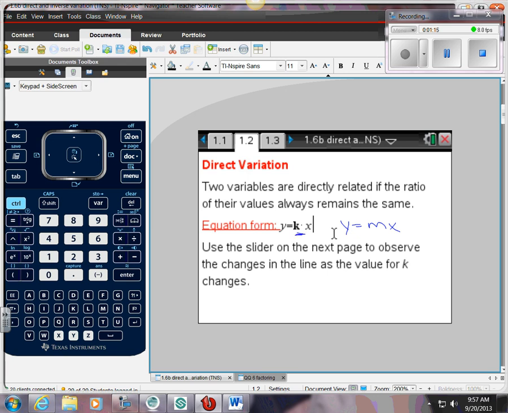K stands for constant of variation. What does constant mean? Stays the same, doesn't change, okay? So our constant of variation, if we're talking in terms of you working at McDonald's making $7 an hour, is how much you make per hour. Does that change? No, not until you don't work at McDonald's anymore, right? So you're making $7 an hour. That doesn't change week to week. That's your constant. Make sense? Okay.